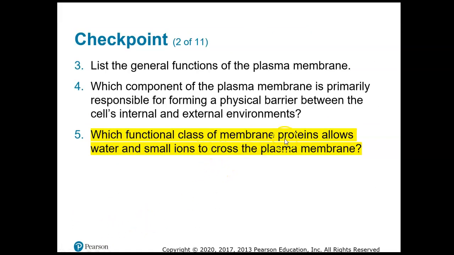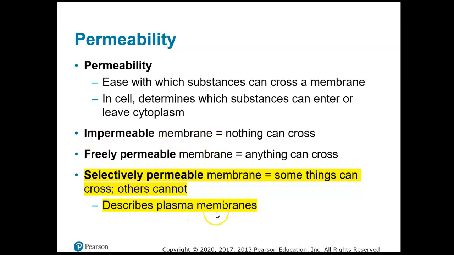Which functional class of membrane protein allows water and small ions to cross the plasma membrane? Well, it's going to be channel proteins, and we could also be talking about carrier proteins, but the carrier proteins would chemically bind with the ions or with water. So I'm sure that it means channel proteins here. Channel protein.